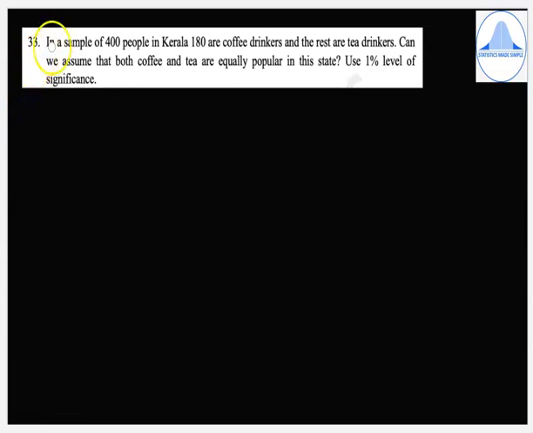33rd question. In a sample of 400 people in Kerala, 180 are coffee drinkers and the rest are tea drinkers. Can we assume that both coffee and tea are equally popular in the state? Use 1% level of significance. So let's start the problem.